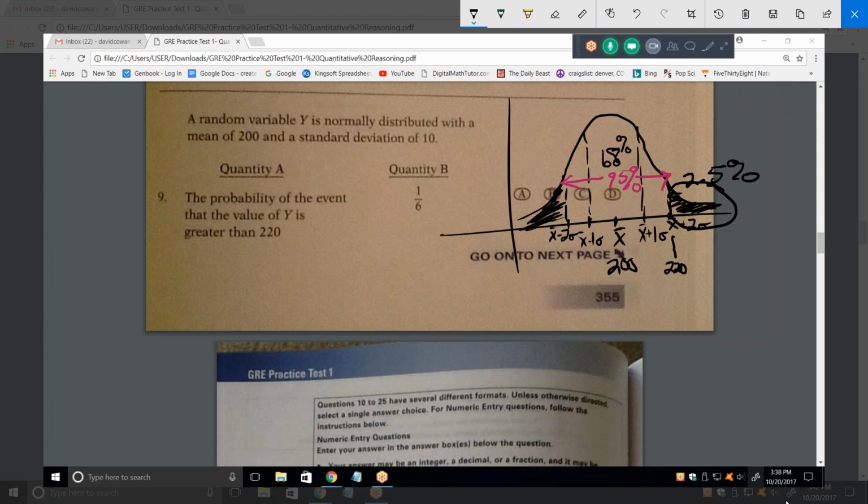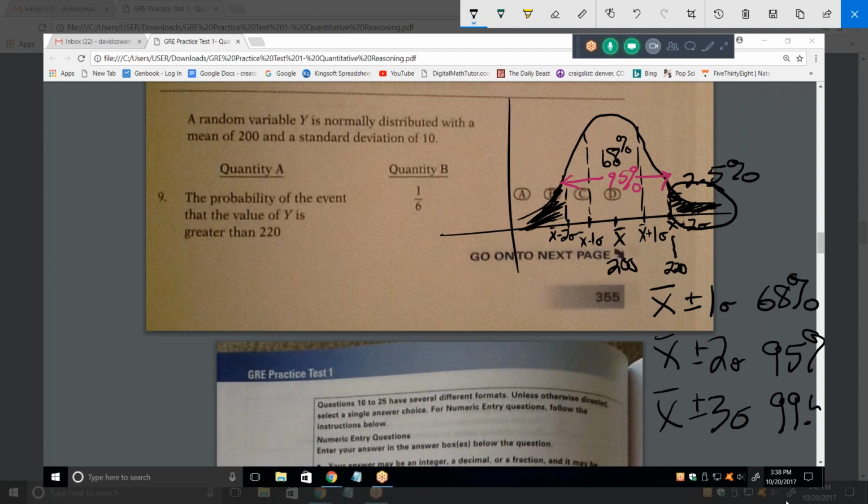There's 3 numbers you need to memorize. The mean plus or minus 1 standard deviation covers 68% of the curve. The mean plus or minus 2 standard deviations covers 95%. And the mean plus or minus 3 standard deviations covers 99.4%.